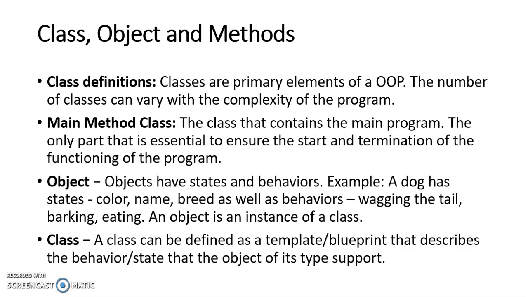So we have seen the concepts of class definition, and we saw that a program should have a single class minimum, and there can be multiple classes within a program. The number of classes can vary with respect to the complexity of the program. There should be a main method class which contains a main program, and all those details can be read over here. Then we looked into the concept of object, and then the classes, the basic definition, and all are given over here as per the slide.